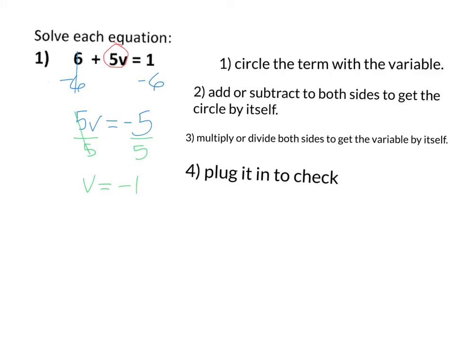Now, we've got our last step. The last step is to plug it in and check. And so, we'll have 6 plus 5 times negative 1 is equal to 1. 5 times negative 1 is negative 5. And 6 plus negative 5 is positive 1. There is my check, and I'm done.